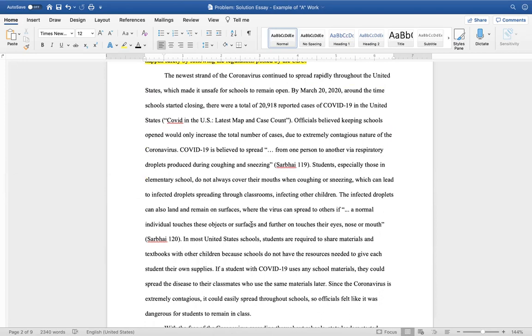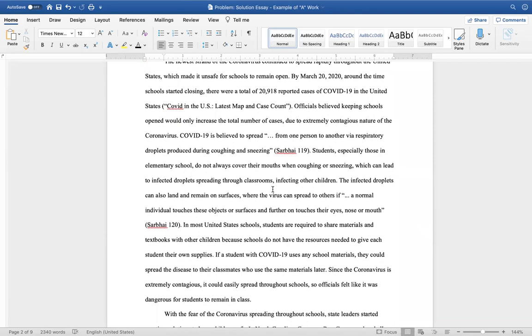The newest strand of the coronavirus continued to spread rapidly through the United States, which made it unsafe for schools to reopen. By March 2020, around the time schools started closing, there were a total of 918 reported cases of COVID 19 in the United States. Officials believe keeping schools opened would only increase the total number of cases due to the extremely contagious nature of coronavirus. COVID 19 is believed to spread from one person to another via respiratory droplets produced by coughing and sneezing. Students, especially those in elementary schools, do not always cover their mouth when coughing or sneezing, which can lead to infected droplets spreading through classrooms, infecting other children.